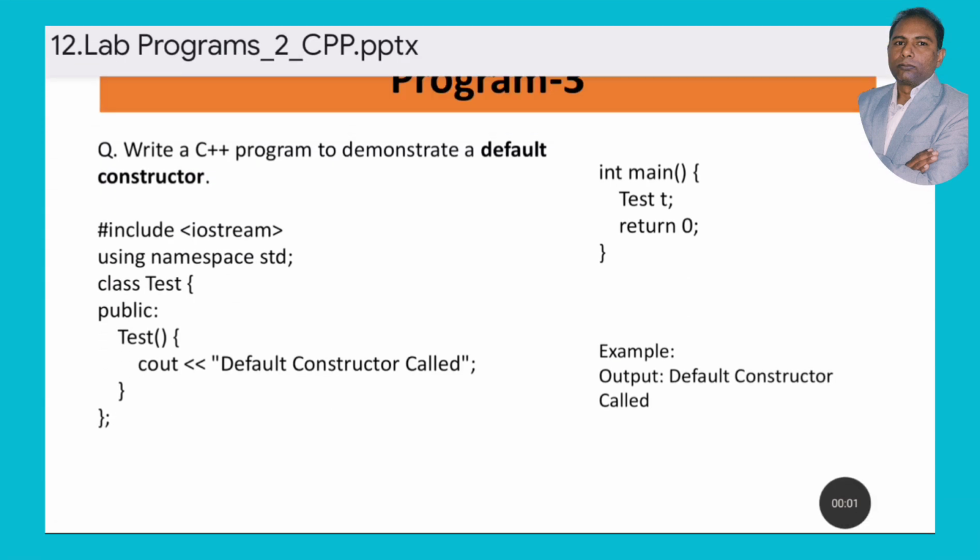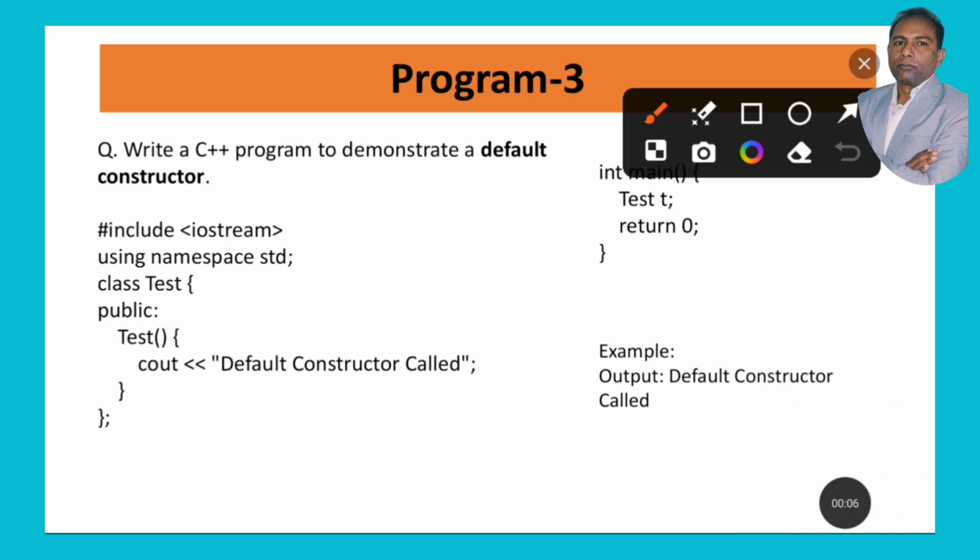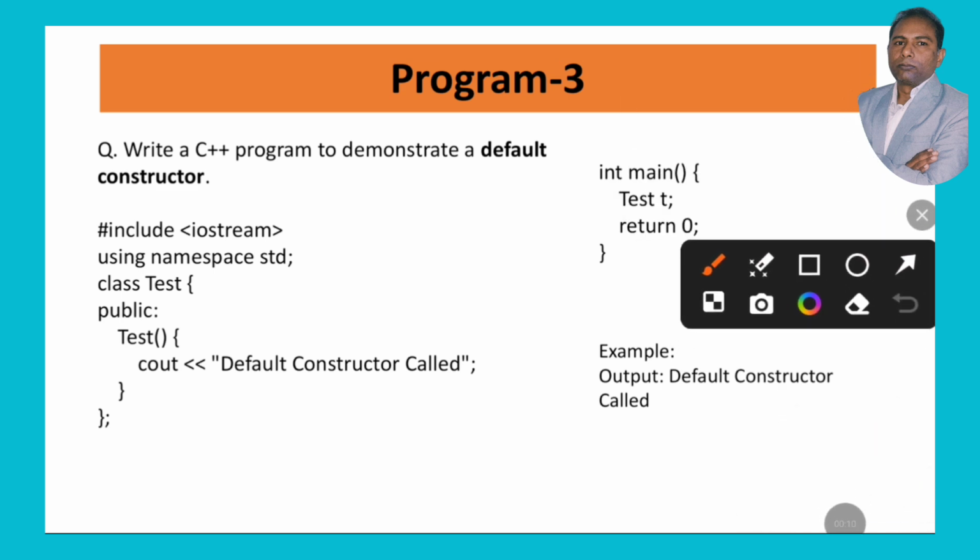If we talk about question number 3, it is: write a C++ program to demonstrate a default constructor.